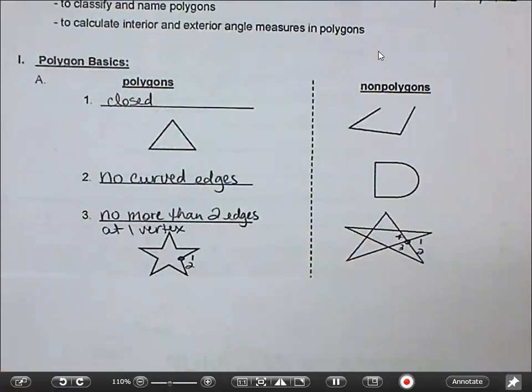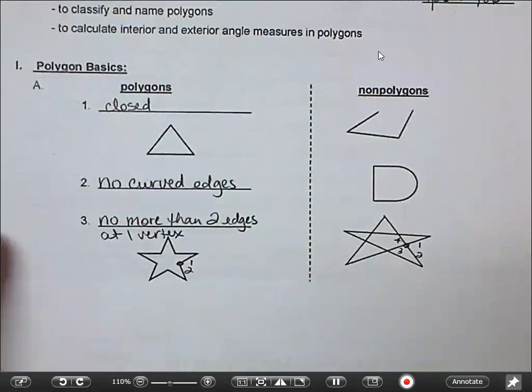Did I say polynomial a minute ago? I meant to say polygon. Sorry, got algebra on the brain. But yeah, we're dealing with polygons. We're not going to see any polynomials in this chapter.